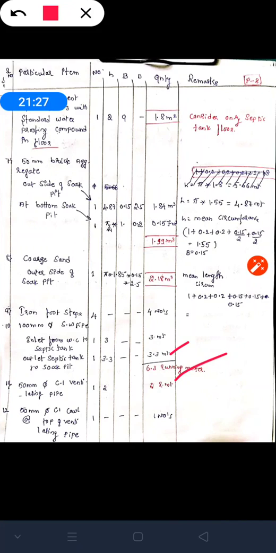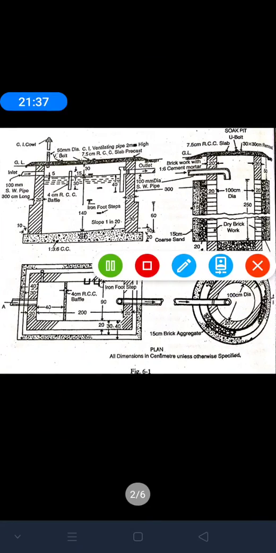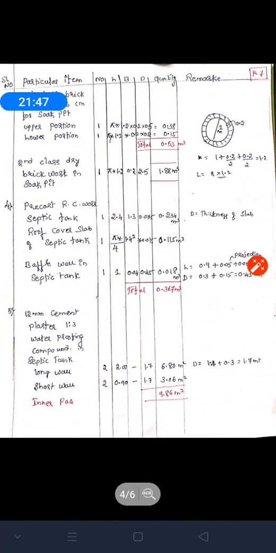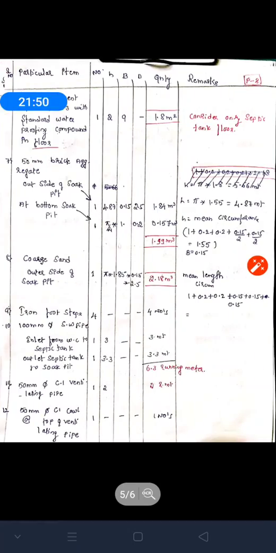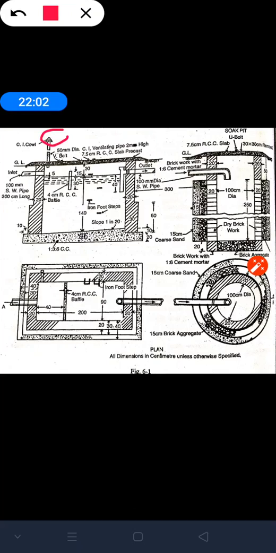Next 50 mm dia cast iron ventilated pipe, length is 2 meter. Then this length 2 meter here, you can see in the drawing he has given the length of this 50 mm diameter pipe. Okay, here the length is 2 meter. Only running meter will be considered here. Okay, now the last one is the CI cowl at top of the ventilating pipe. There is only one number, at the top. You can see this is the CI cowl at the top of the ventilating pipe.